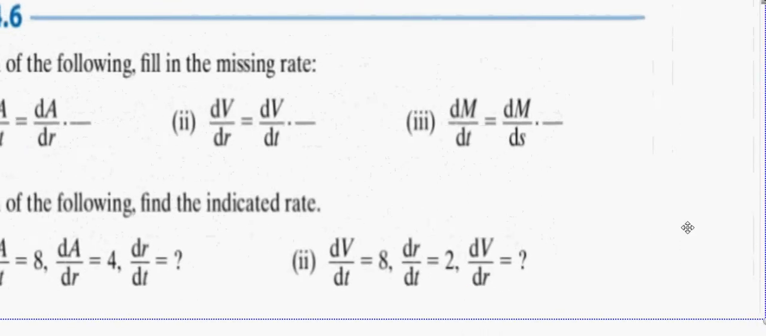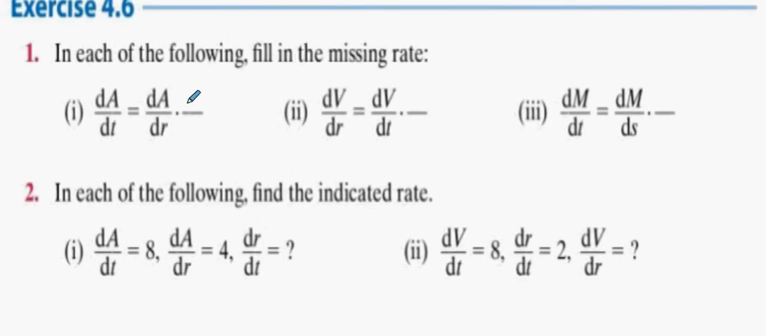Alright. Now, we all agreed with dr/dt. What about the next one, Ben? The dV is on the top, dr has to be on the bottom. So what needs to go here? dr. What goes above it?